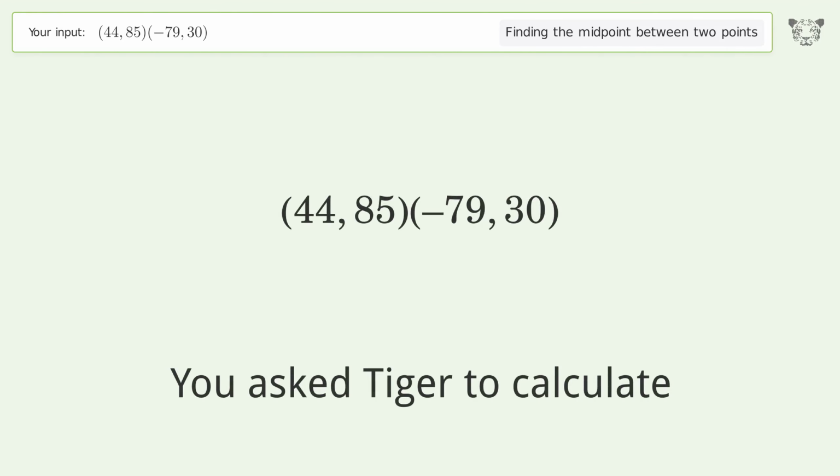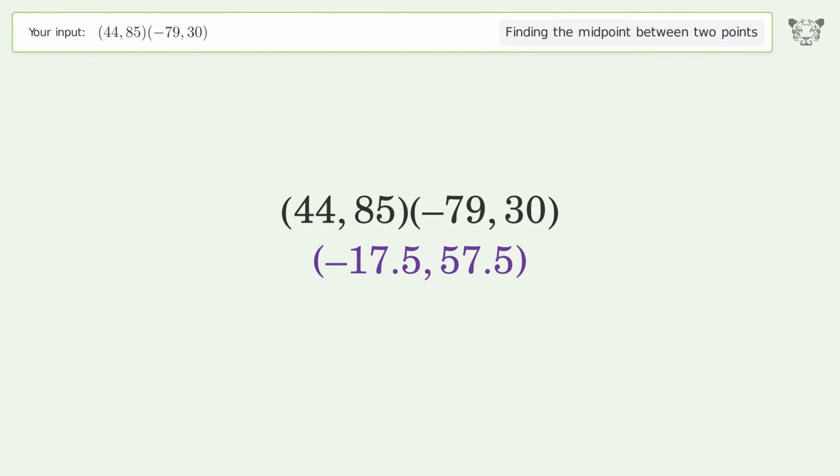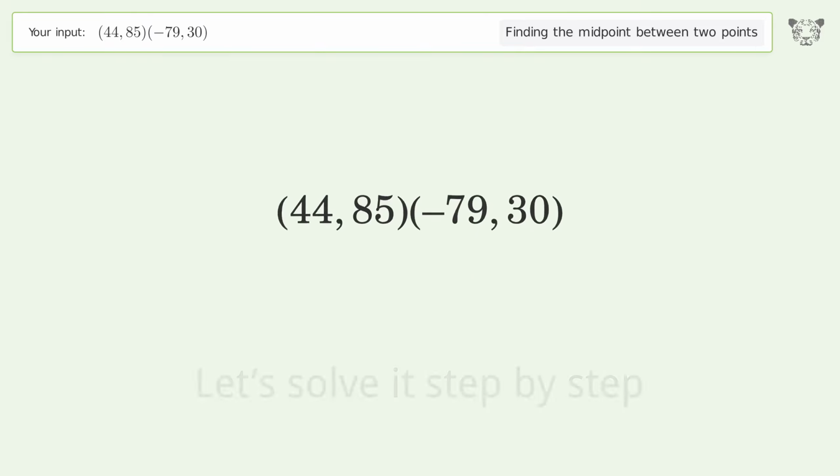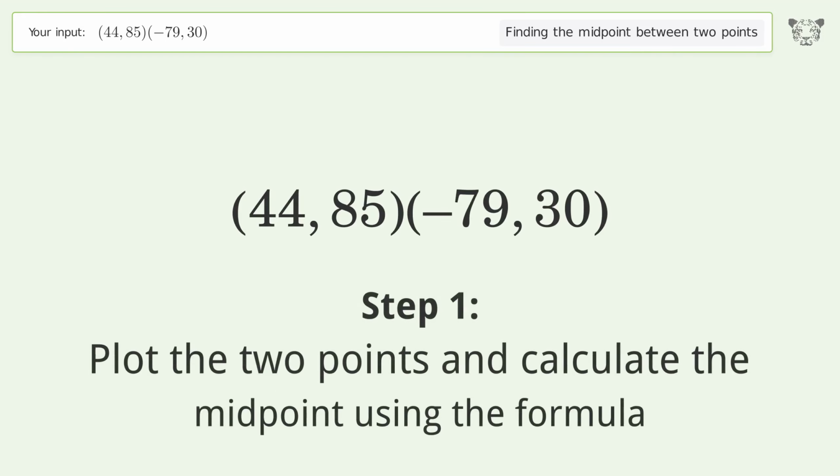You ask Tiger to calculate. This deals with finding the midpoint between 2 points. The midpoint between the 2 points is negative 17.5, 57.5. Let's solve it step by step. Plot the 2 points and calculate the midpoint using the formula.